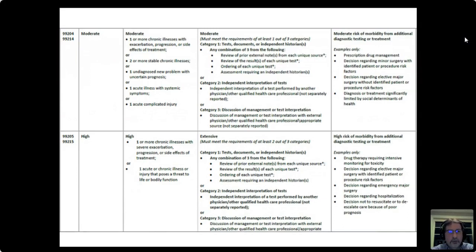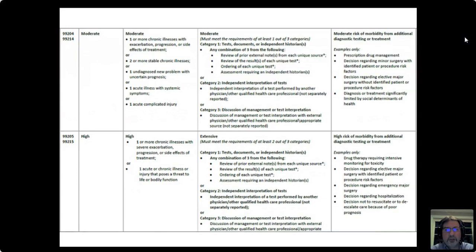One undiagnosed new problem with uncertain prognosis. And what that means, the reason they put undiagnosed in there is under the old system, if you had a patient that came in that was new, any problem you were dealing with was a new problem because you hadn't dealt with it before. So they kind of put that undiagnosed in there, meaning that it's got to be a new problem that the patient didn't know about or you didn't know about. Even if maybe it was diagnosed before, if you don't have it in the history or you don't know that it's there, then it's a new problem that you're dealing with. Just because you never knew about it before doesn't make it fall into this category. Or we've got one acute illness with systemic symptoms, or one acute complicated injury. And again, I'm going to go through some more examples of these after we go through this.